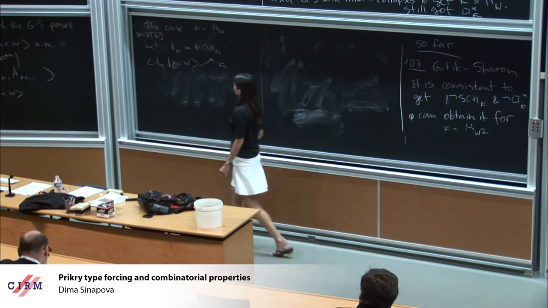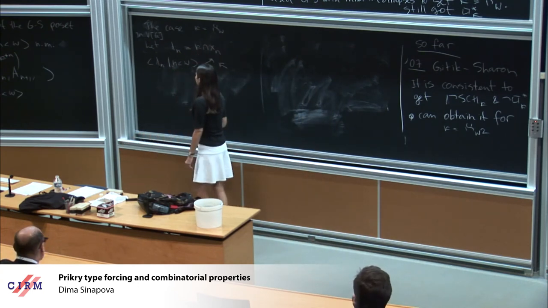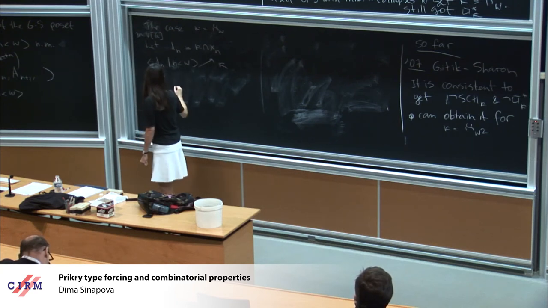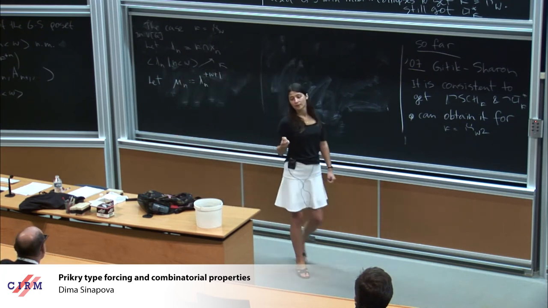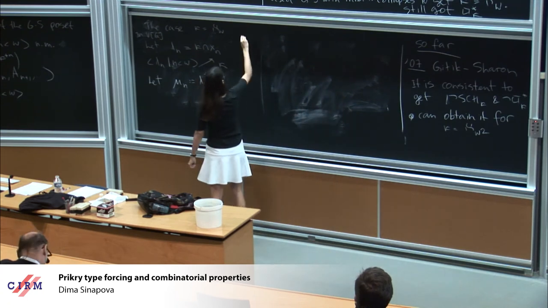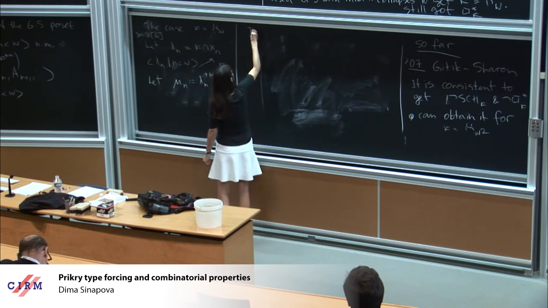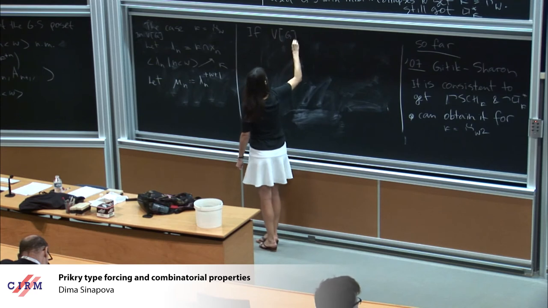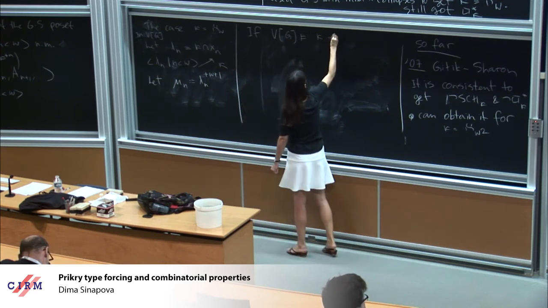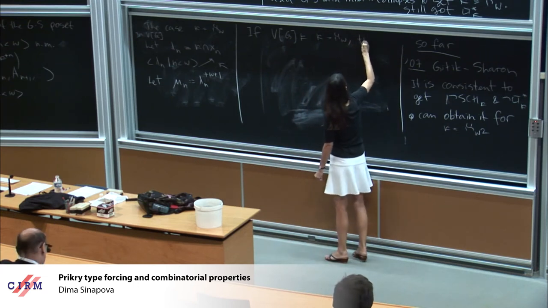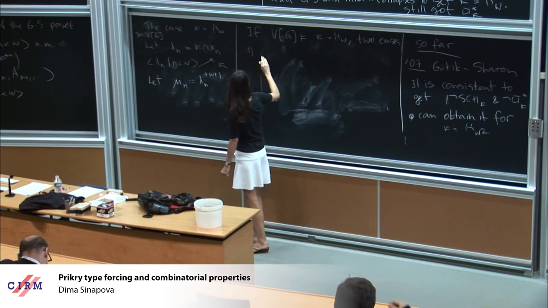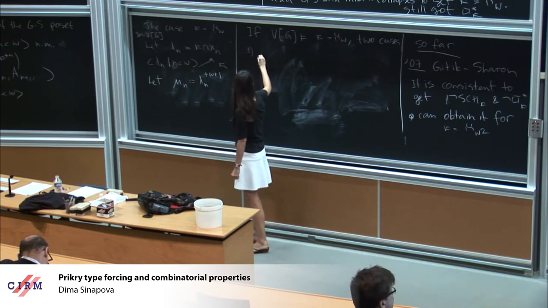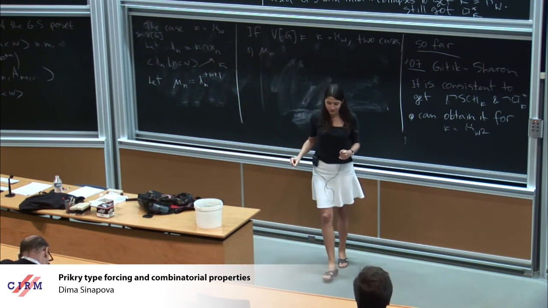Now suppose you want to make kappa be aleph omega. Now what does that mean? That means that the following cardinal will most likely have to be collapsed. So let mu_n be lambda_n plus omega plus one. Okay, so if in the final model V[G] kappa is aleph omega, then we have two cases. And I'm going to talk about the first one last. The two cases: mu_n is either collapsed or not.